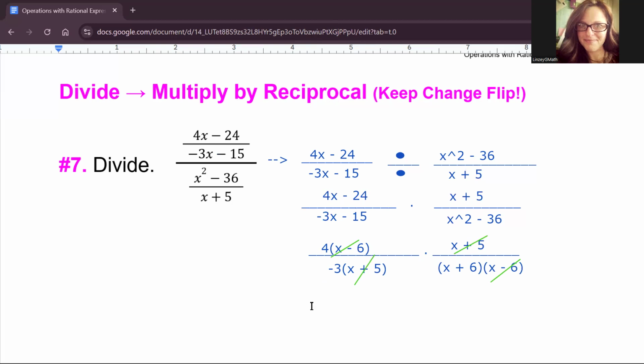And then we can multiply straight across. I'm going to multiply down here just so we have enough room. 4 times 1 is 4. And then negative 3 times x plus 6.